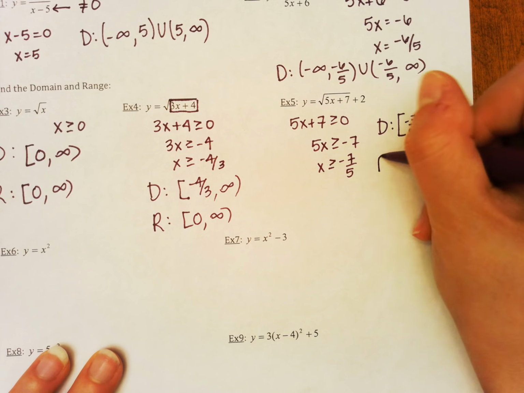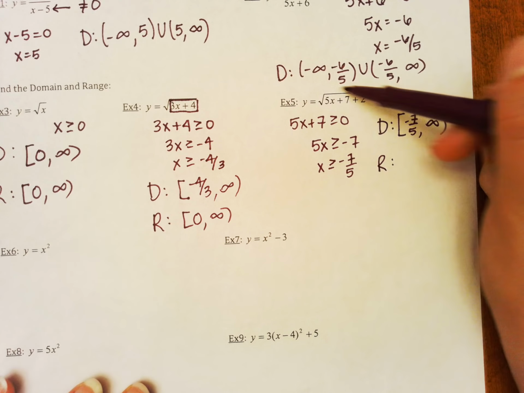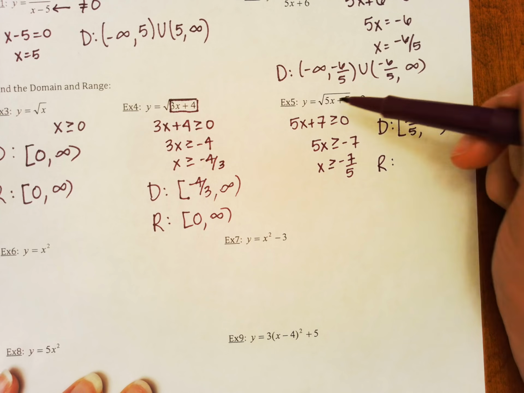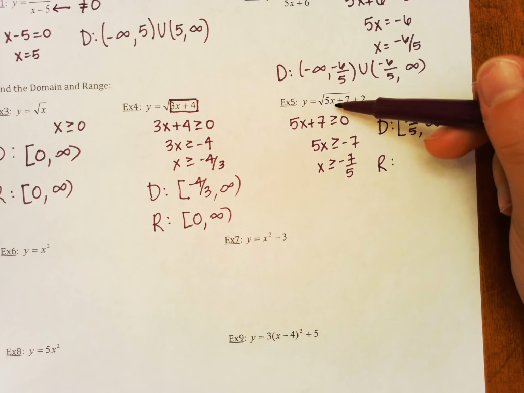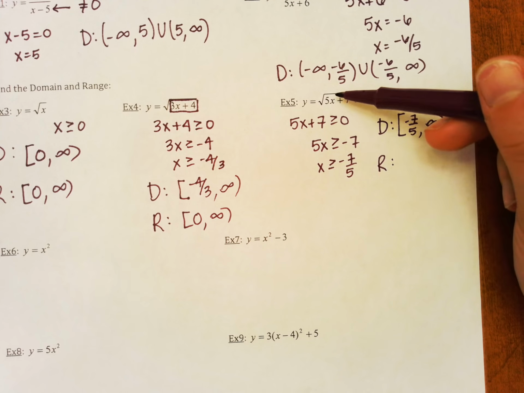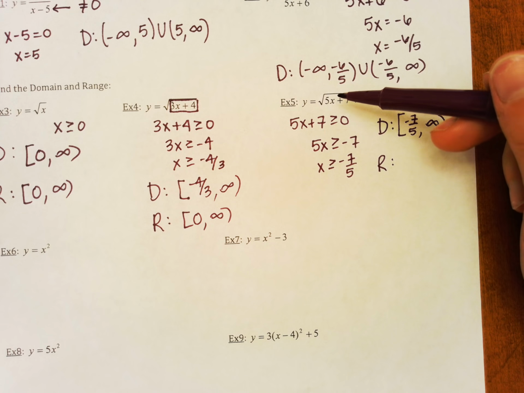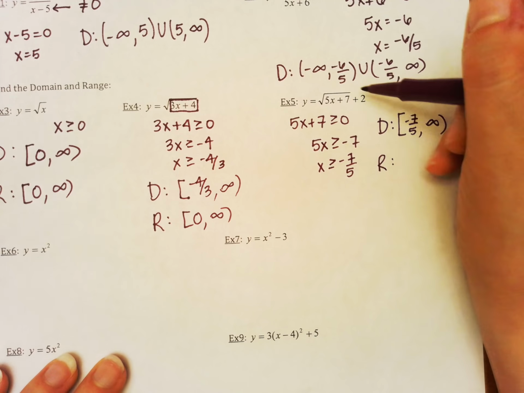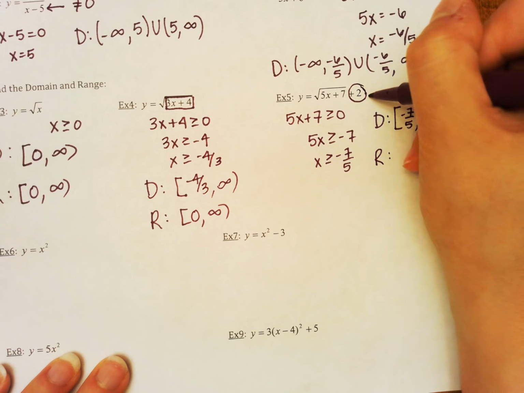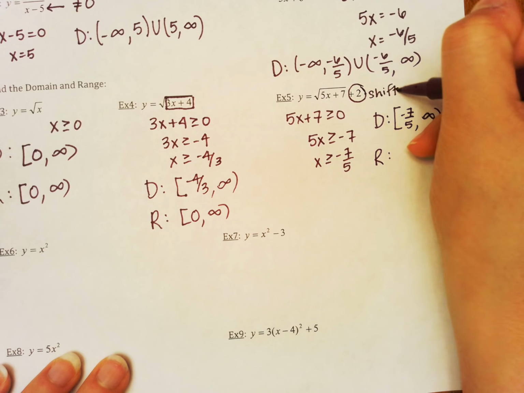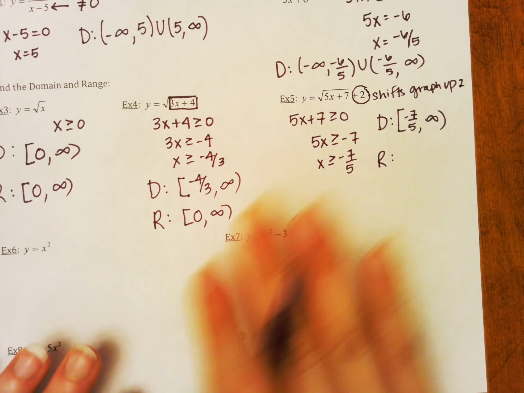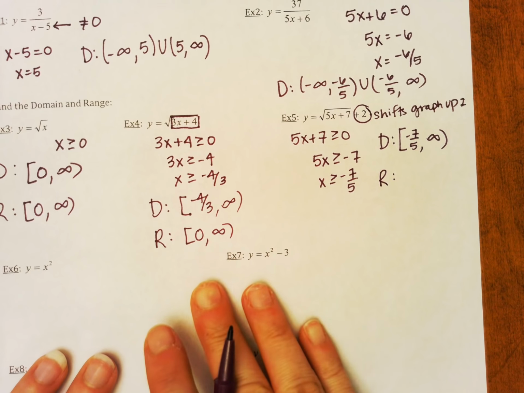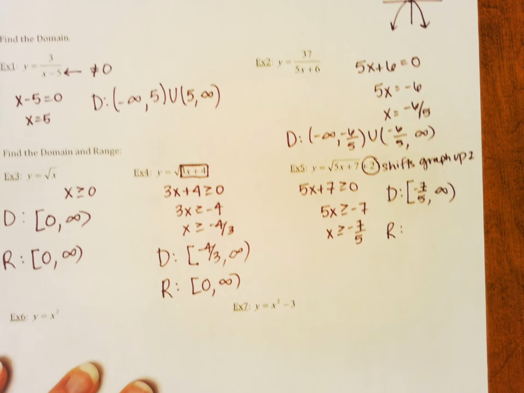Our range, though, is actually slightly different because this stuff is still the same. So if I plug in my lowest value into my function, I'll get, let's see, 5 times negative 7/5. The 5s will cancel. I'll have negative 7 plus 7. That will be 0. Square root of 0 is 0, and then I add 2 to it. So this 2 on the outside here, what this does is it shifts the graph up 2 units. Or it shifts your range up 2 units, in other words.